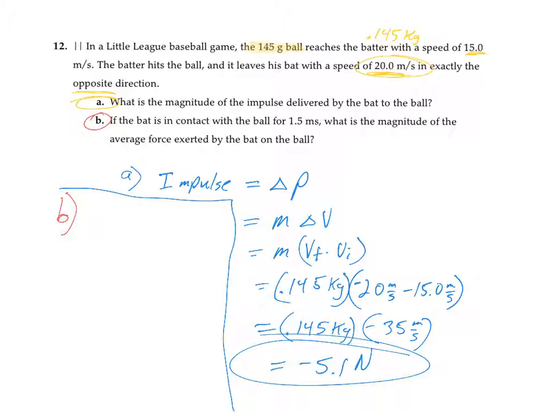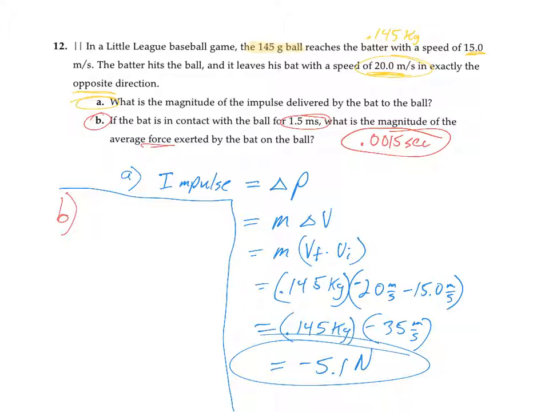Now they want to know the force that the bat had on the ball. They give us time. Be careful. 1.5 milliseconds is 0.0015 seconds. Millisecond, like millimeter.